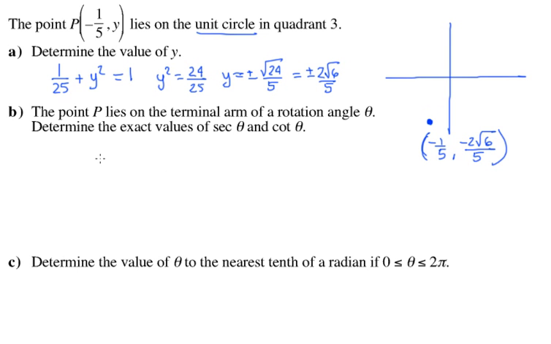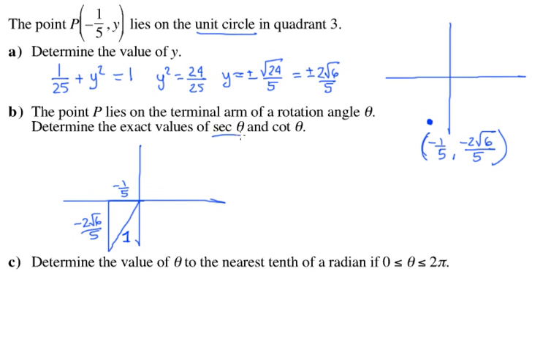Okay, next, the point P lies on the terminal arm of some kind of angle. What are a couple of trig ratios there? I'm just going to get this triangle drawn properly before we go on. It's in the third quadrant. Its x-coordinate is minus 1/5. That's the adjacent side. Its y-coordinate is minus 2 root 6 over 5. And the radius, because we're on the unit circle, has to be 1.